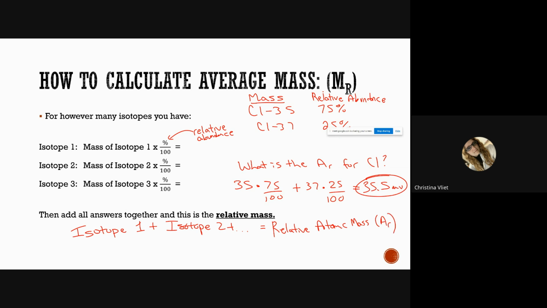Now, in pre-AP, the questions I would give would be very, very simple, where I'd give you all the percentages, I'd give you all the masses, and I'd just ask you to add them up. At the A-level, they may not always be so simple, so we're going to take a look at some issues we could possibly have.